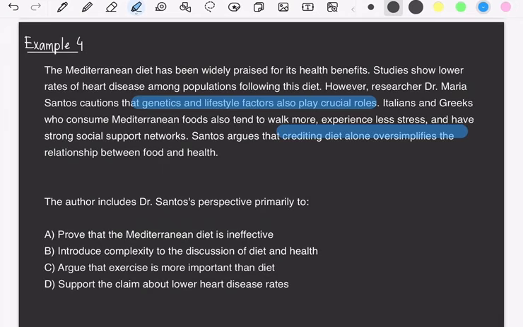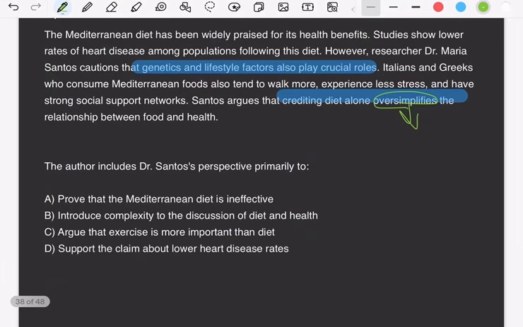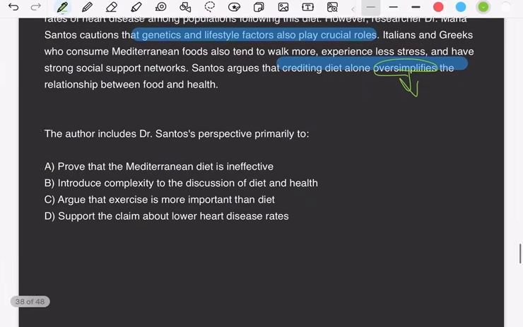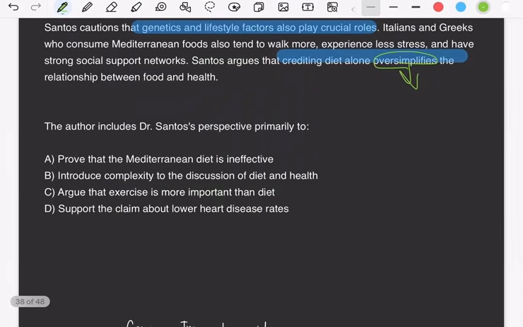Okay, so why is the author including this perspective? We see that it is mainly to show that the issue is more complex than just diet. That's directly stated as well, that it is oversimplified by talking only about diet and not about genetics or lifestyle as well. This is again the main claim of the author. So now let's see why the other answers are wrong.